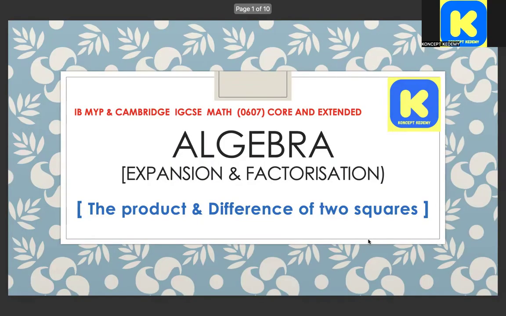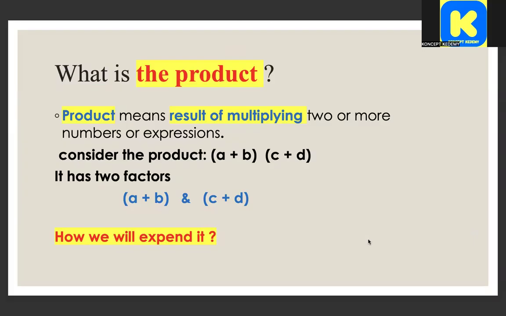The first topic we are going to cover is the product. What is the product? In general mathematical language, product means the result of multiplying. But as we are doing algebra, what is the multiplication and the product that we are going to discuss? Product means the result of multiplying two or more numbers or expressions. I've already explained in the last chapter that an algebraic expression is a combination of variables and constants. If we multiply two algebraic expressions, whatever we get is called the product.